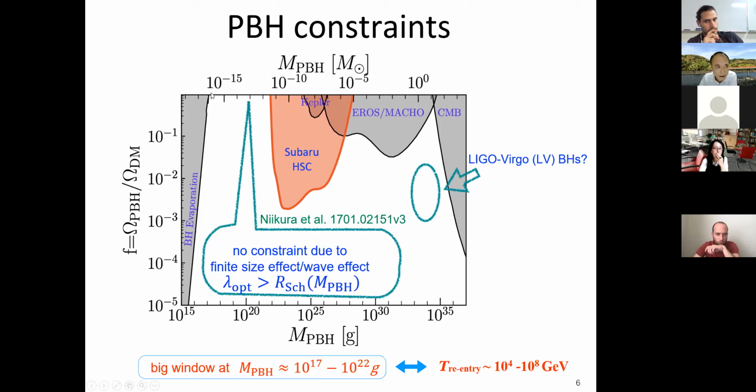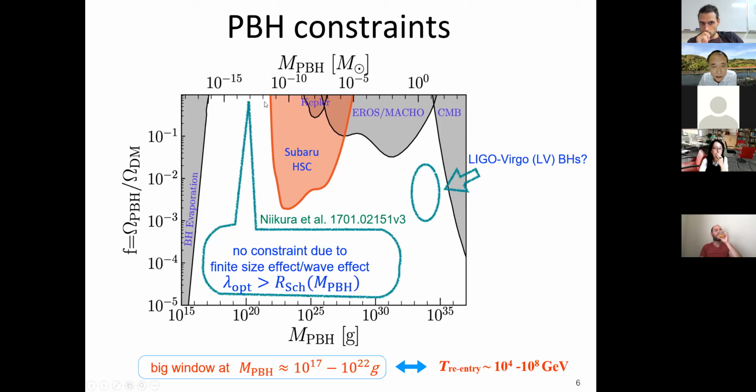But interestingly enough, below that scale and above the Hawking evaporation limit, there are about 5 orders of magnitude of constraint-free region. And this is because the optical wavelengths by which you measure all this gravitational lensing become so large, and the spatial radius of the black hole becomes so small, that the photons will not feel the existence of the black hole because of this wavelength.